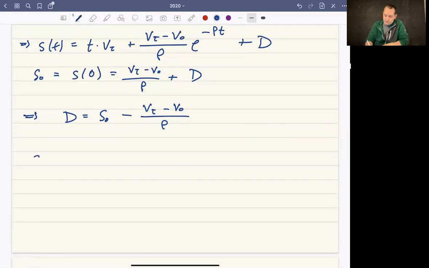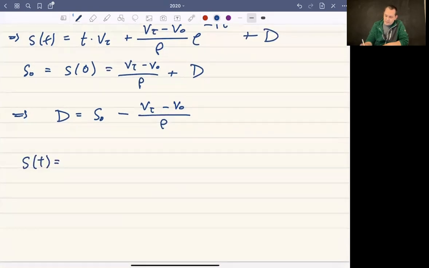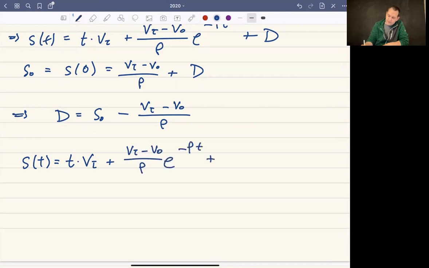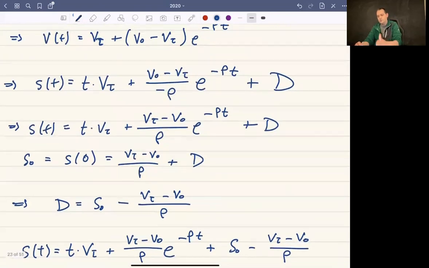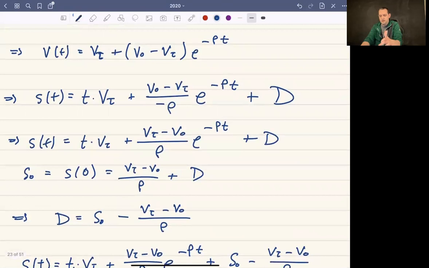So all in general, our position s of t is going to be t times our terminal velocity plus the terminal velocity minus v naught over rho e to the minus rho t plus d, which is s naught minus this quantity. Okay, and there's our equation for s. I'm not going to bother to rewrite the equation for v, although here it is. And then our equation for a we had above.